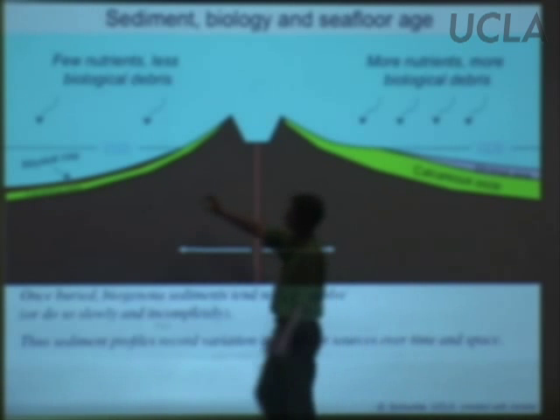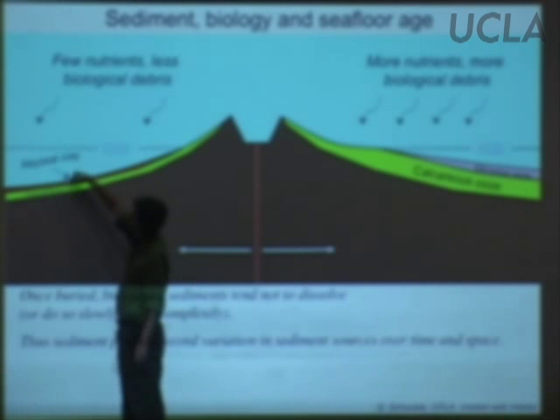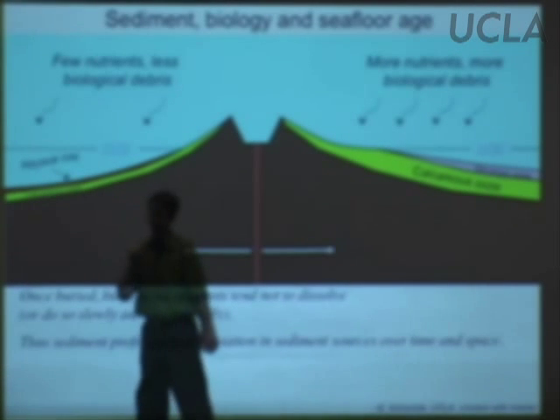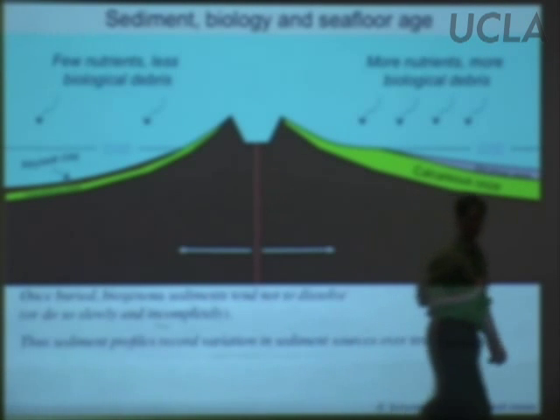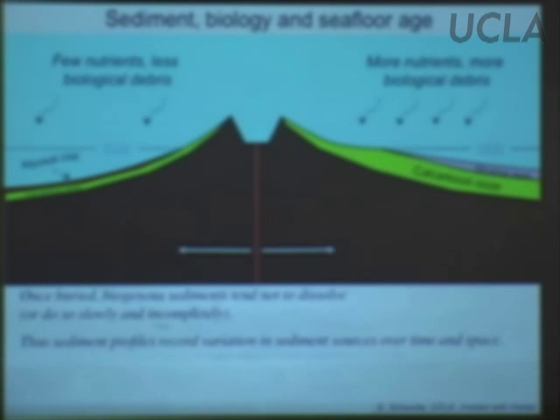Likewise, a drill core over here would intersect abyssal clays for a while and then a thin layer of calcareous ooze before it hit basalt, from which we might infer that this is a low productivity part of the ocean and has been for some time in the past. Does that make sense?